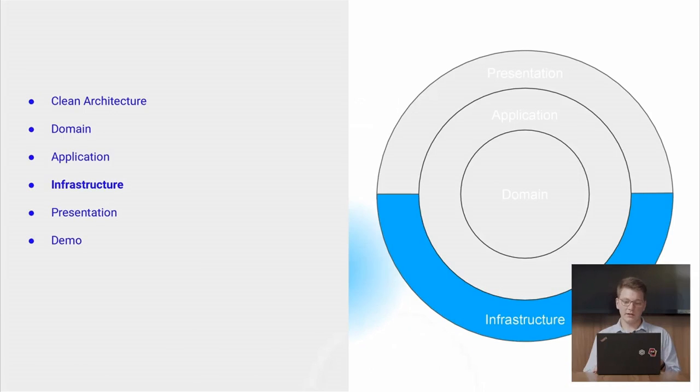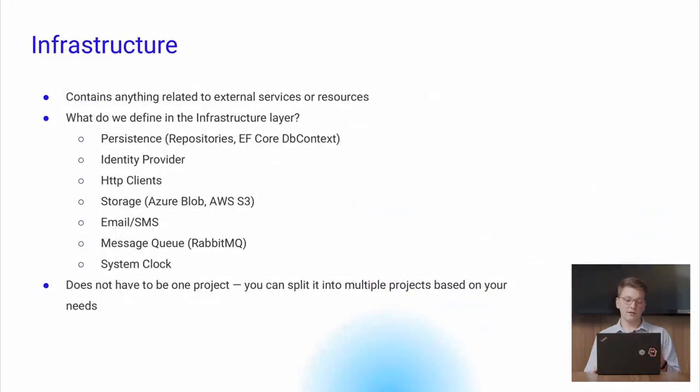Moving to the other layers of the clean architecture, we are going to start with the infrastructure layer. This layer contains anything that is related to external services or resources. What are some of the things that we would define here? Well, we would define persistence, first of all, our repository implementations. If we are using Entity Framework, this is where your database context would live. Things like identity provider, HTTP clients, some storage service perhaps, maybe Azure Blob Storage or AWS Simple Storage Service.